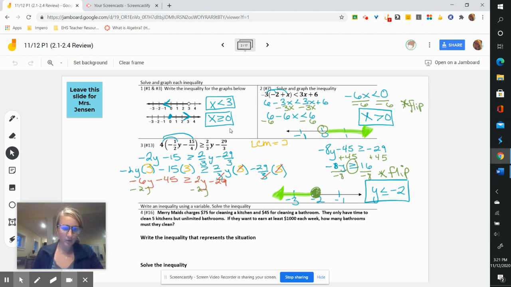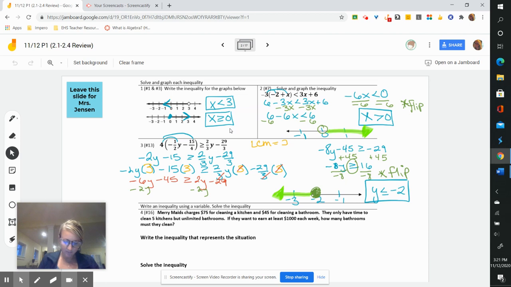And now onto the word problem. Mary Maids charges $75 for cleaning a kitchen and $45 for cleaning a bathroom. They only have time to clean 5 kitchens, but unlimited bathrooms. If they want to earn at least $1,000 each week, how many bathrooms must they clean?